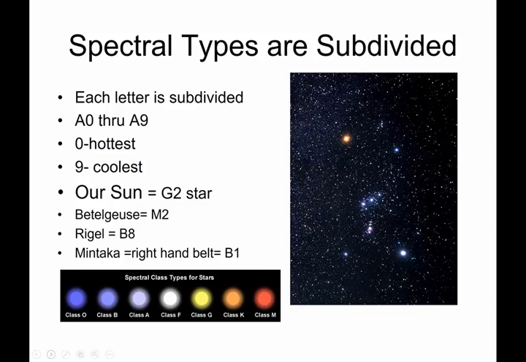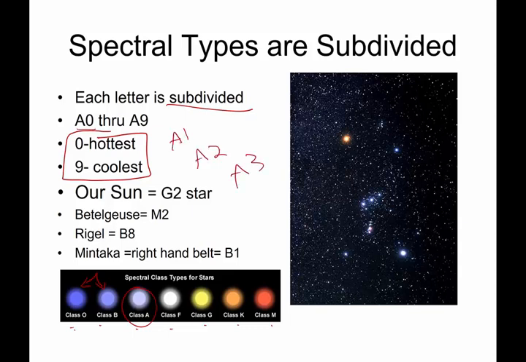Because these are large groups, O, B, A, F, G, K, and M, there are subdivisions, determining how far towards the O and how far towards the B. And these subdivisions are given numbers, 0 for the hottest, 9 for the coolest. So an A star might come in as an A0, A1, A2, A3, etc.